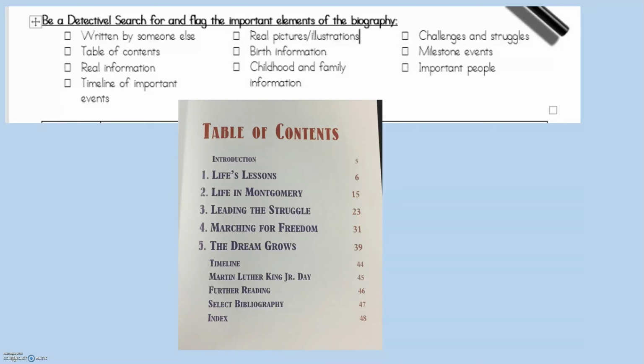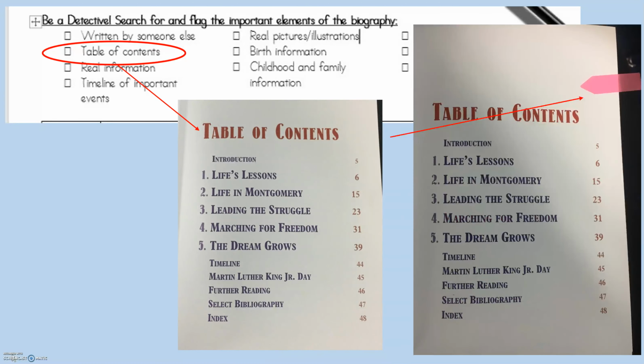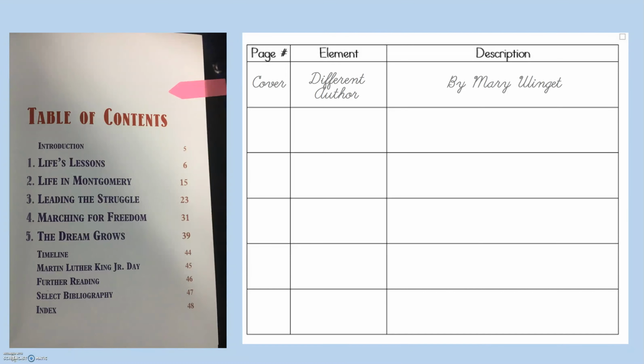Next, I'm flipping through the book and I come to the table of contents. The table of contents is one of the important elements of a biography. So I'm going to flag it. Then I'm going to take that flag and add it to my chart. This was on page 3. The element is table of contents and the description is a list.